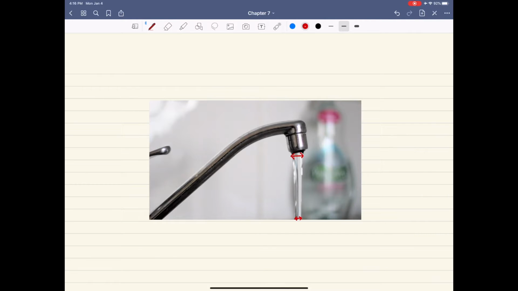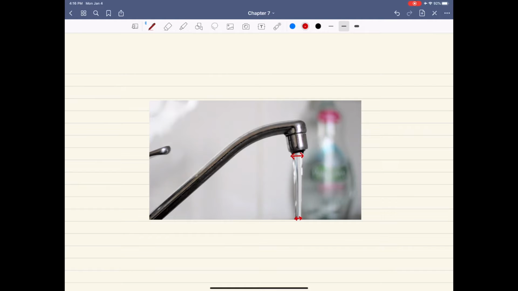And so, why does that happen? Why is our stream changing radius as it falls from the faucet tap? And so what I want you to do here is pause the video and think about reasons for why this would happen.